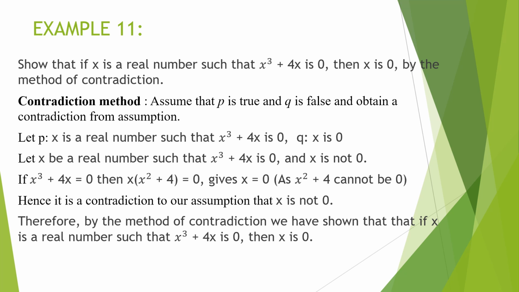So our assumption that Q was false, that means x is not equal to 0, this assumption is not true. We are getting a contradiction to our assumption. Therefore, by the method of contradiction, we have shown that if x is a real number, and x cube plus 4x is 0, then x is 0. So this is the method of contradiction. You assume that P is true and Q is false, and from that you get some contradiction. So this will ultimately show that if P, then Q is true.